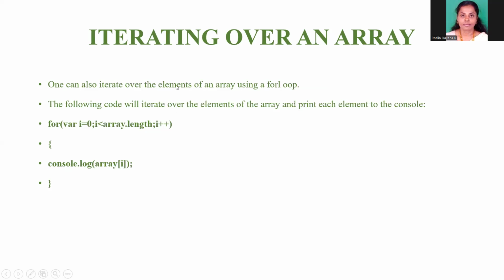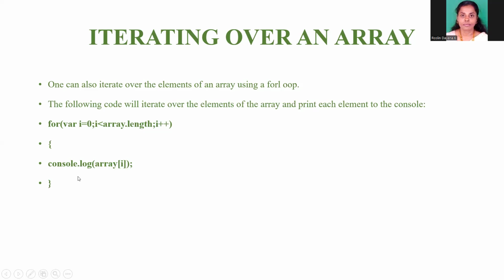We can also iterate over an array. For example, here we have a loop. A for loop is used. In the for loop, we have the initial value of the loop variable i equal to 0, and the last value of the loop variable is array.length. If the array is of size 5, then the last value is 5. Totally 5 times this loop will execute. And we have the increment i++.